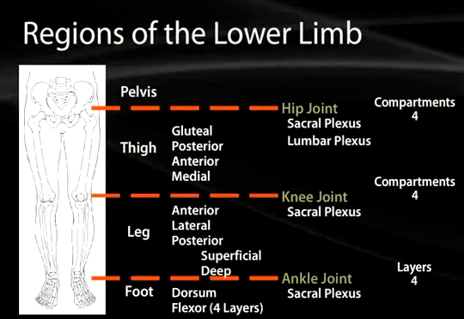What you want to start with any of the limbs is a regional organization. So if you break it down into regions, we have the hip joint, knee joint, and ankle joint. Above the hip joint we have the pelvis. Below the hip joint but above the knee we have the thigh. Below the knee and above the ankle we have the leg, and then finally we have the foot. And at each of those areas we have a major joint, which is going to be important to understand.